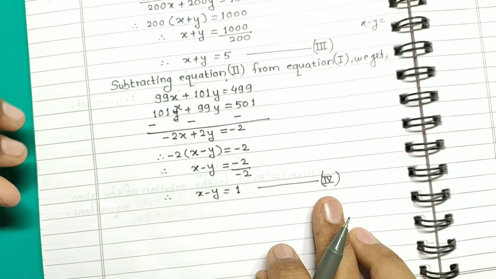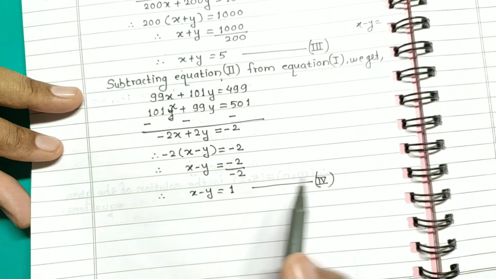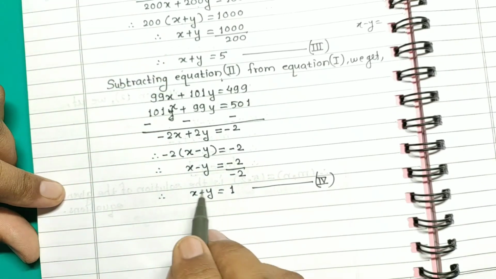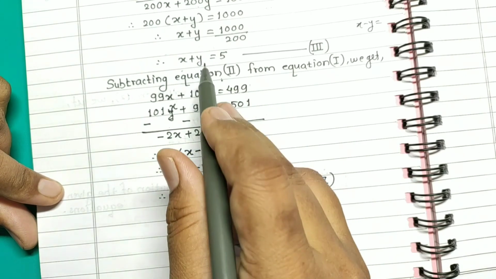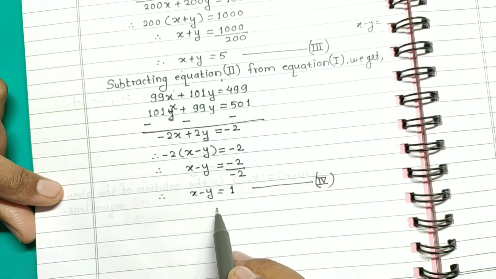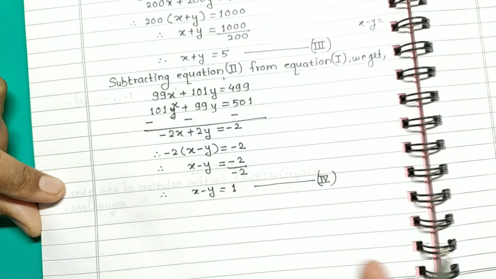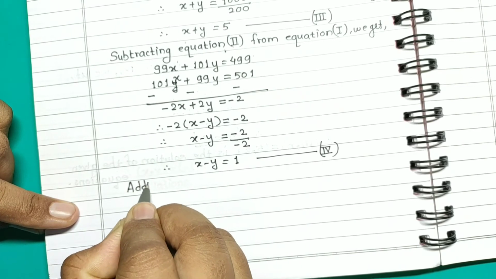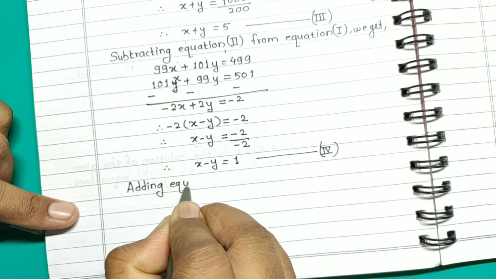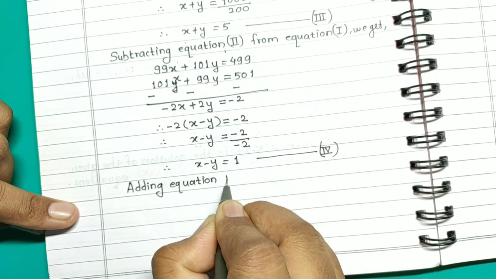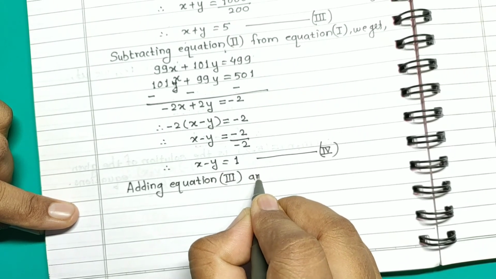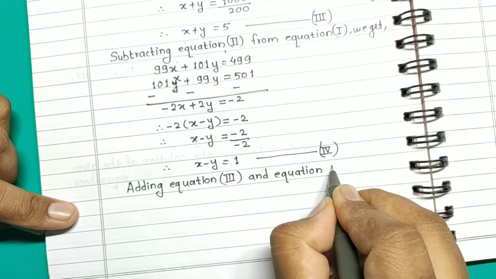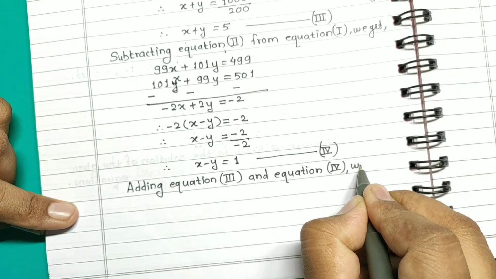Now concentrate on equations 3 and 4. See how to eliminate variables. Observe these two equations. I find here, if we add both the equations, y will be eliminated and we can find the value of x. So this is very simple. Now let's add equation 3 and equation 4.